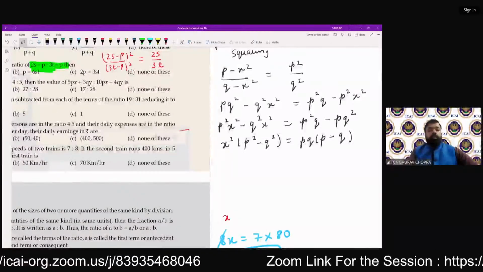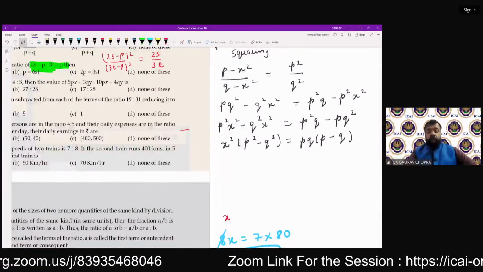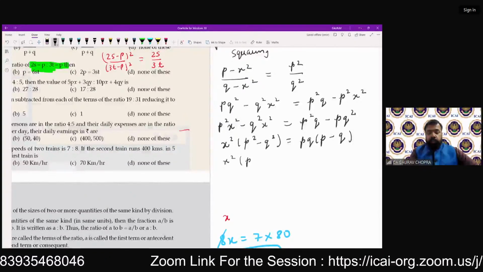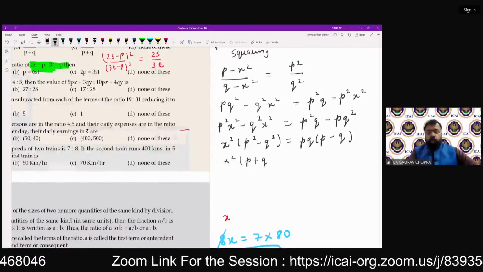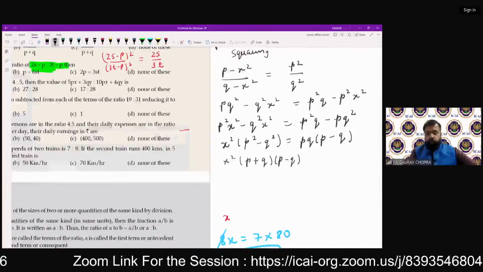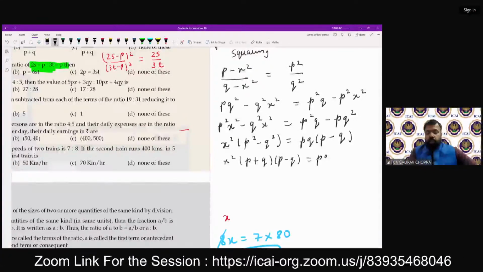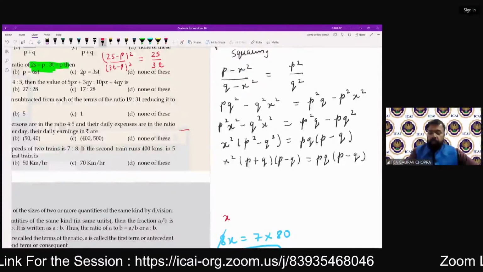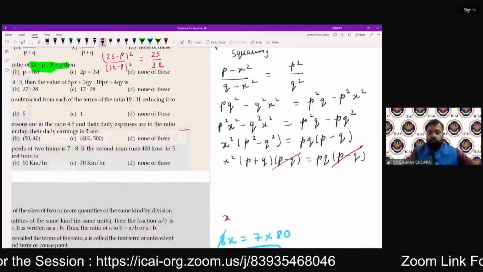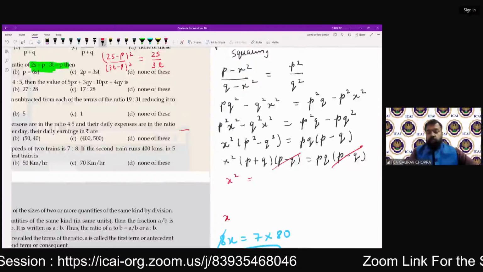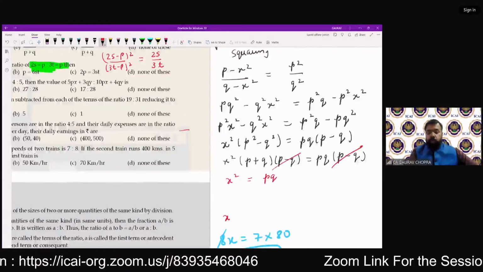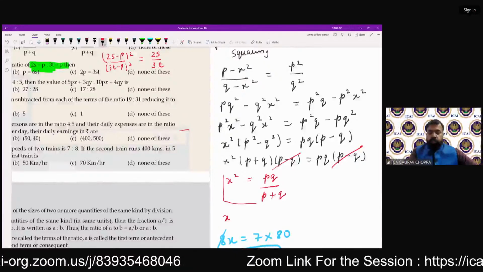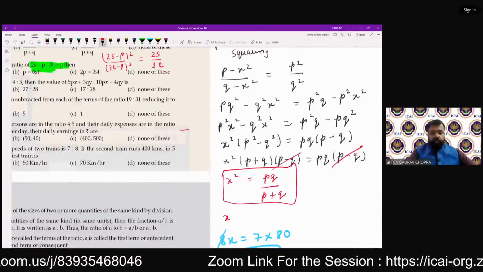Now there is one basic mathematical property of a square minus b square. That is a plus b and a minus b. So p plus q and p minus q. Now we can do some cancellation. So p minus q is getting cancelled. Therefore, the result of x square is pq upon p plus q. So this is the required result.